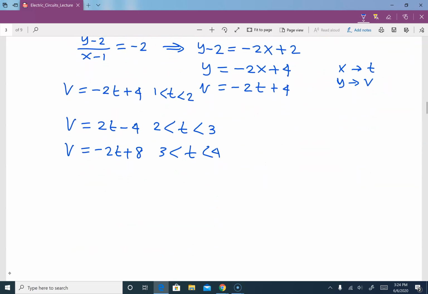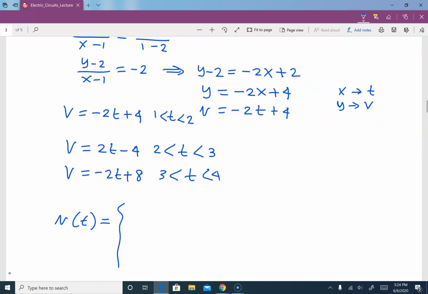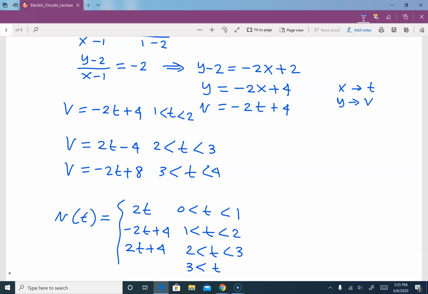So now we can say our v of t is equal to 2t when t is greater than 0 and less than 1, and then for t between 1 and 2, negative 2t plus 4, and then when t is greater than 2 and less than 3, we have 2t minus 4, and then for t greater than 3 and less than 4 came out to be negative 2t plus 8.